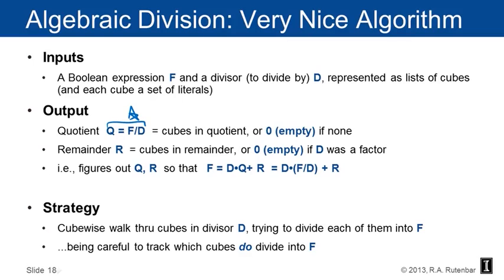And we're going to figure out the quotient and figure out the remainder so that f equals d times q plus r. And gosh, that looks a lot like real numbers. And the strategy turns out to be surprisingly simple, which will become more apparent when I do an example for you in much detail. This is a cube-wise walk through cubes in the divisor d, trying to divide them one at a time into the function f, being careful to track which cubes do in fact divide into the function f.